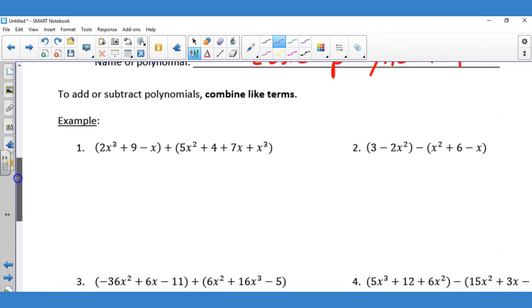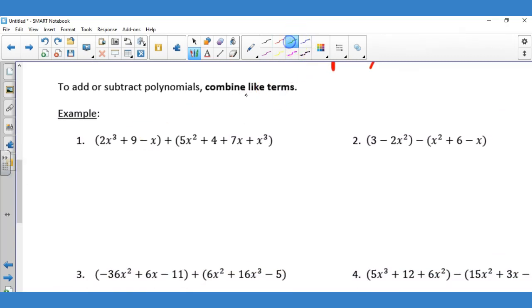Now let's get to the main focus of the notes. Add and subtract polynomials. Guys, you're combining like terms. You've been doing this since probably the 5th grade. Combine like terms. So let's start with the cubes, x cubed and 2x cubed. So that's 2x cubed plus x cubed, which is 1. So 2 plus 1 is 3x cubed.